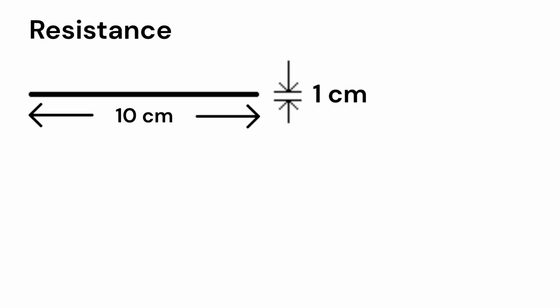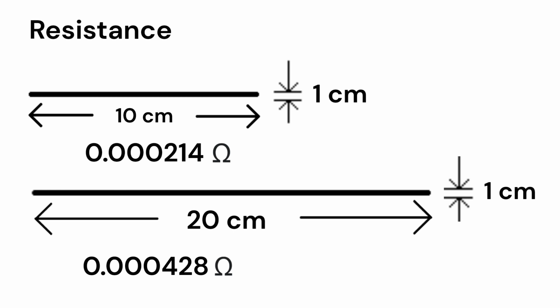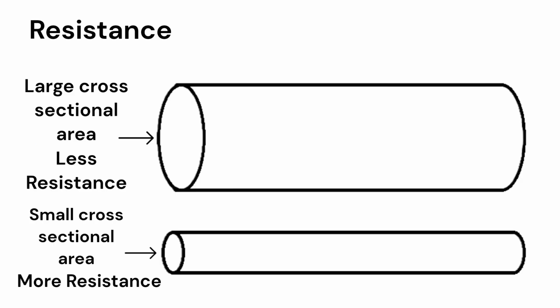For example, a 10 centimeter length and 1 centimeter diameter copper conductor has 0.000214 ohms of resistance, then a 20 centimeter length and 1 centimeter diameter copper conductor has 0.000428 ohms of resistance. The larger the cross-sectional area of the conductor, the lower the resistance. It means if the cross-sectional area of the conductor increases, the resistance decreases. And if the cross-sectional area of the conductor decreases, the resistance increases.